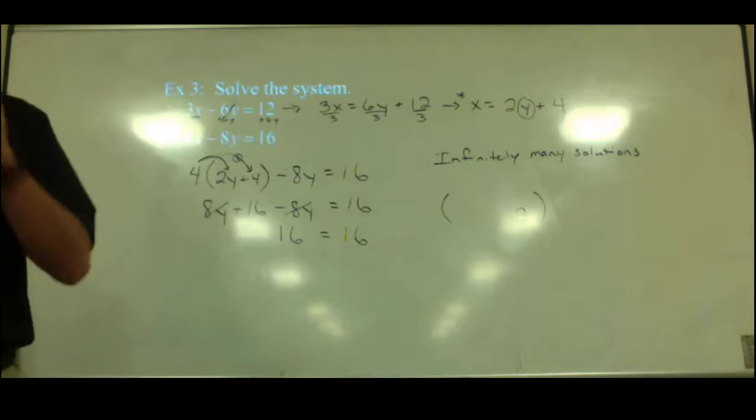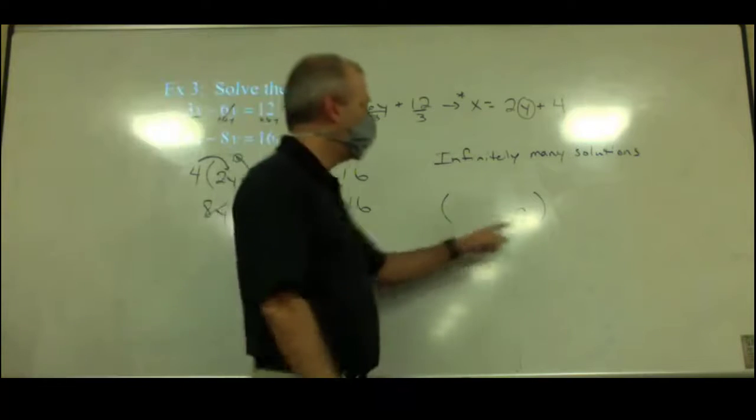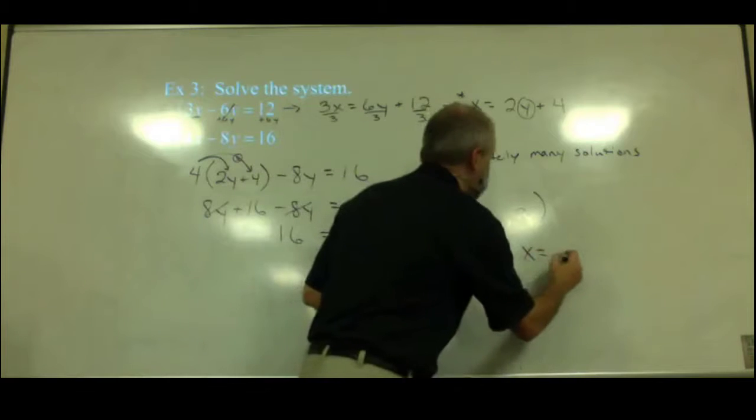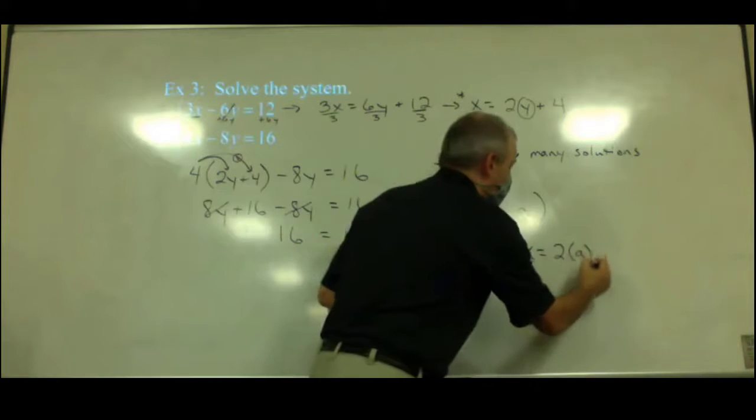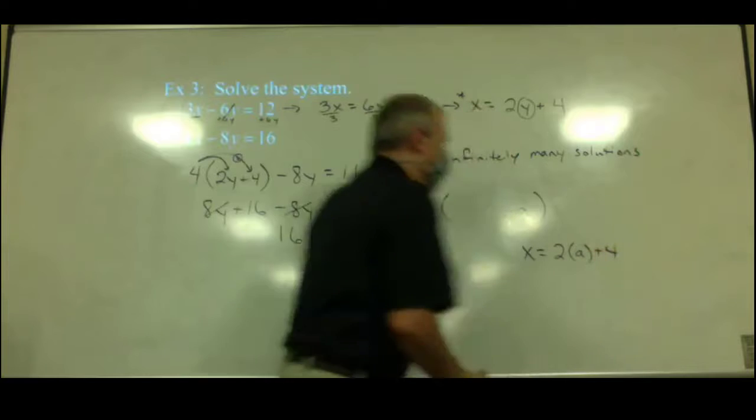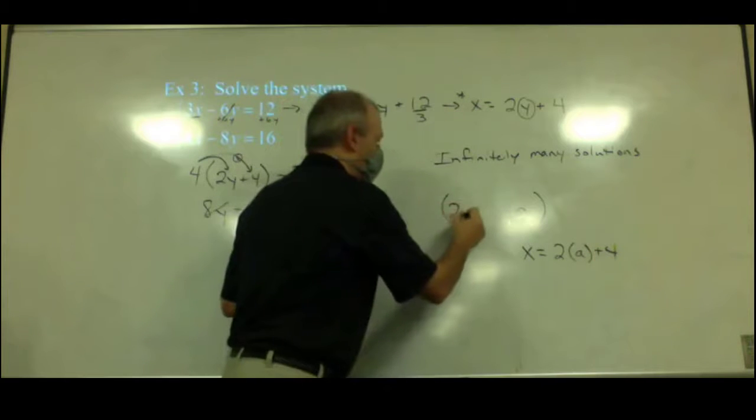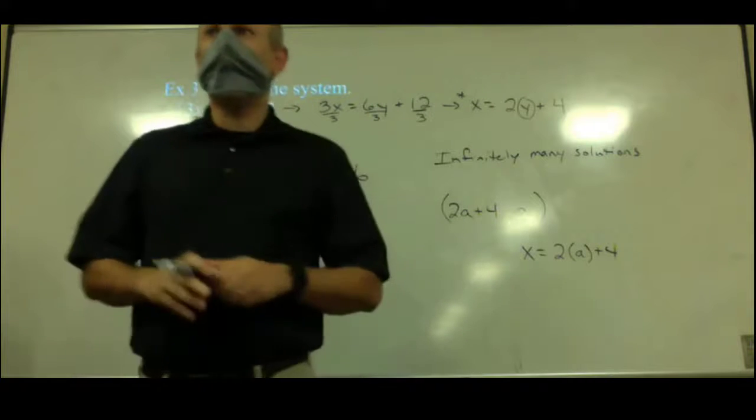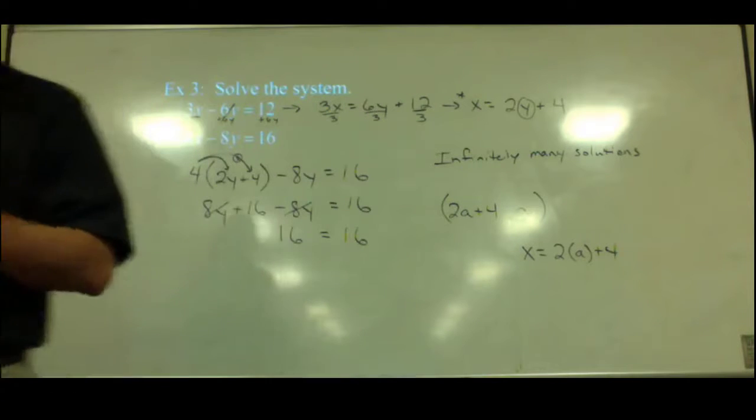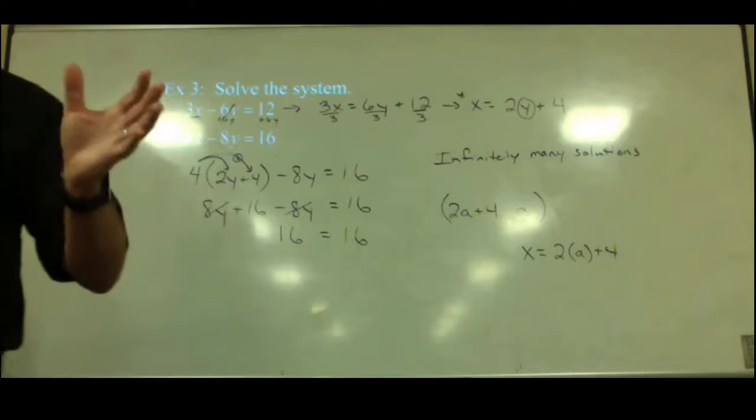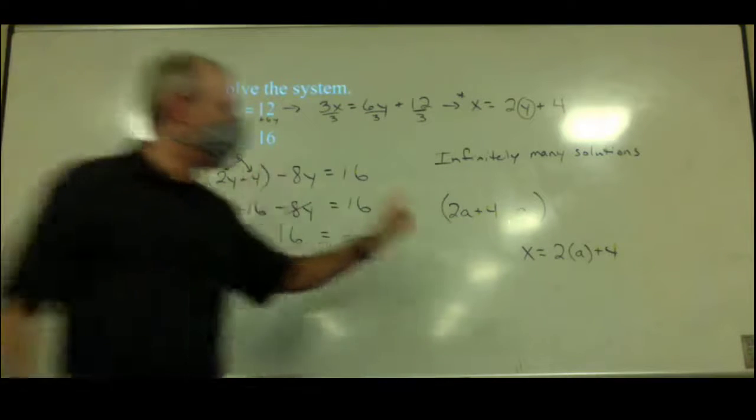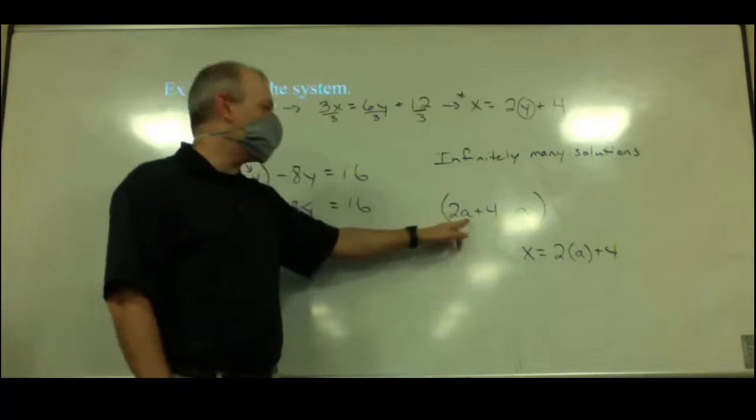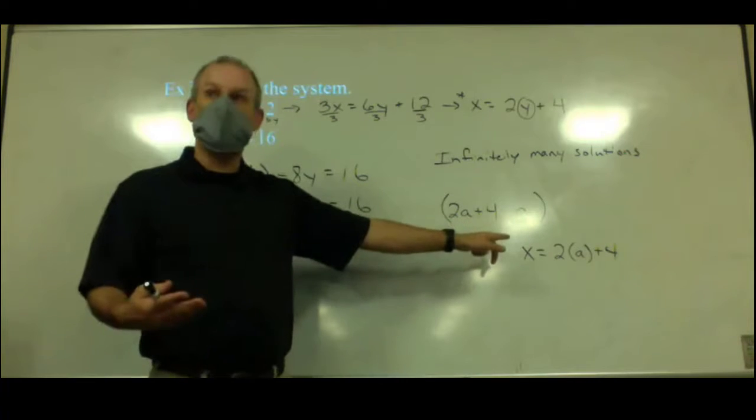Okay? Once we've chosen that y value, if we replace the y with the a, the rule is the x value will have to be 2a plus 4. So what that means is that's just a rule that describes all the solution values. So if y is 1, then x would have to be 2 times 1 plus 4. It'd have to be 6.